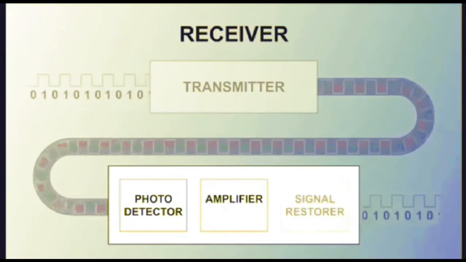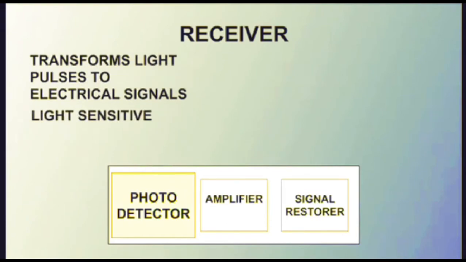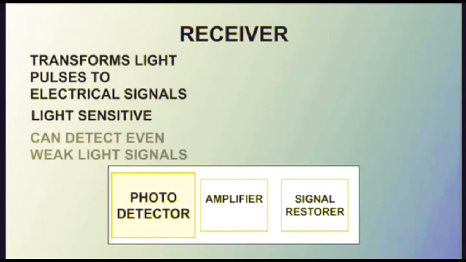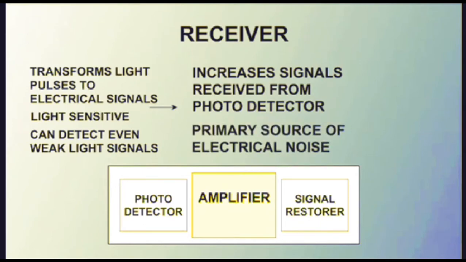The receiver consists of a photodetector, an amplifier, and a signal restorer. The photodetector transforms light pulses into electrical signals. It is light sensitive and must be capable of detecting even weak light pulses. The amplifier increases the signals received from the photodetector.